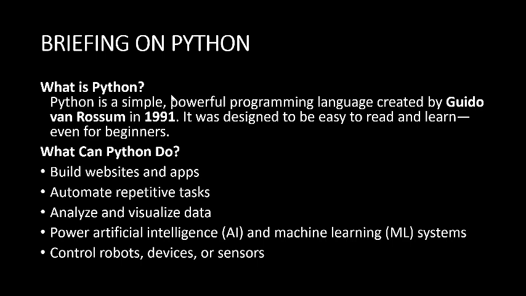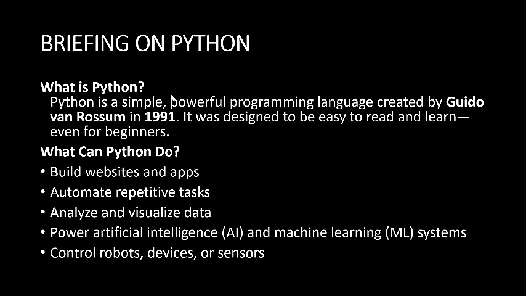So Python was created by Guido van Rossum in 1991. So that was when Python came into existence. So Python has not been up to 50 years of existence. It's one of the newest programming languages developed.